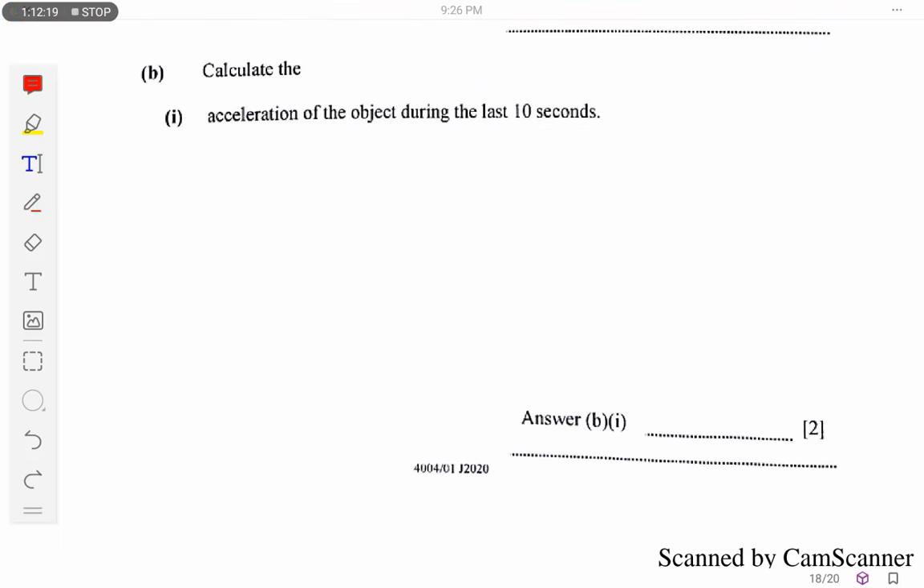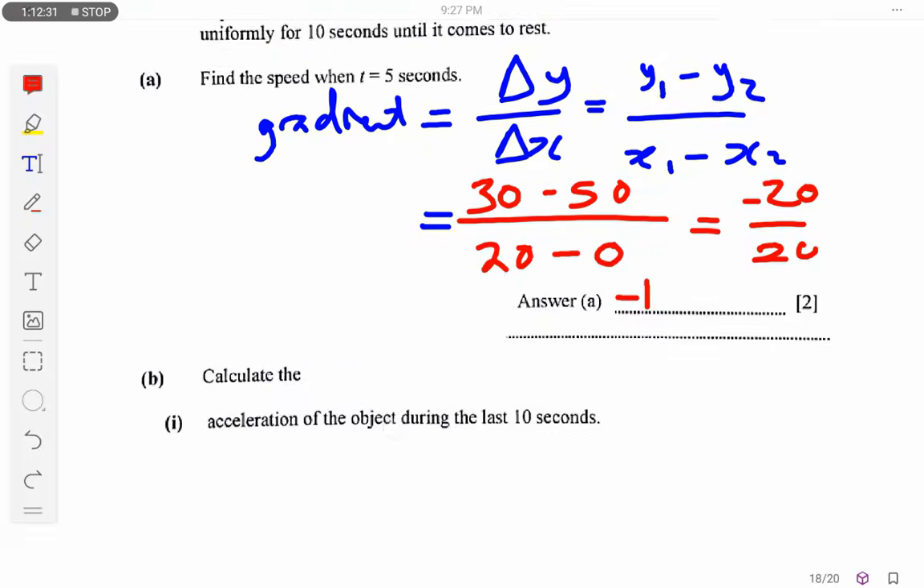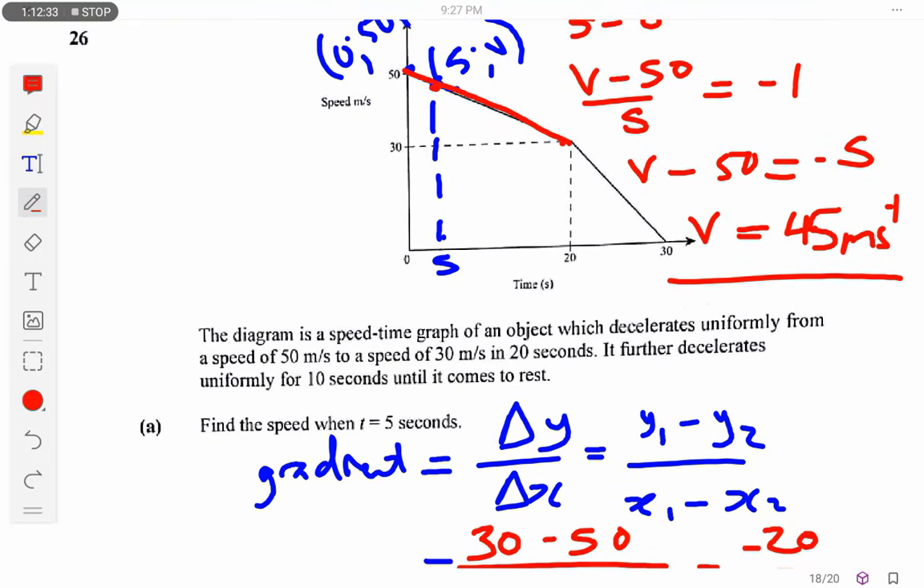Then the second part of the question is asking us to find the acceleration. So we do the same. Acceleration is going to be equal to, for the last 10 seconds, so these are the last 10 seconds there. So we use this point and also this point. So this point is, let me rub off this part here.